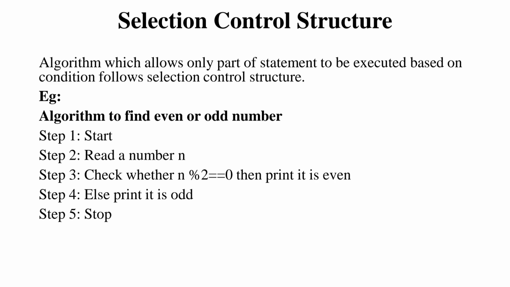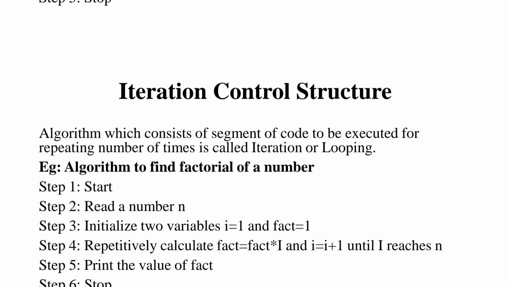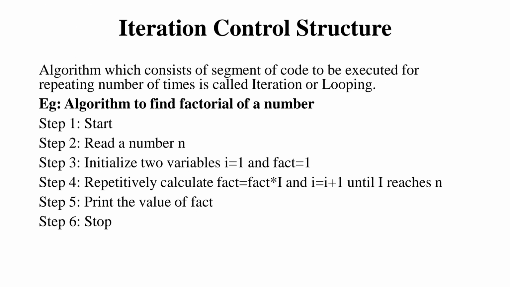So it comes under the selection control structure. Then the final step is to stop our algorithm. The next control structure is iteration. So the iteration means the repetition or looping.